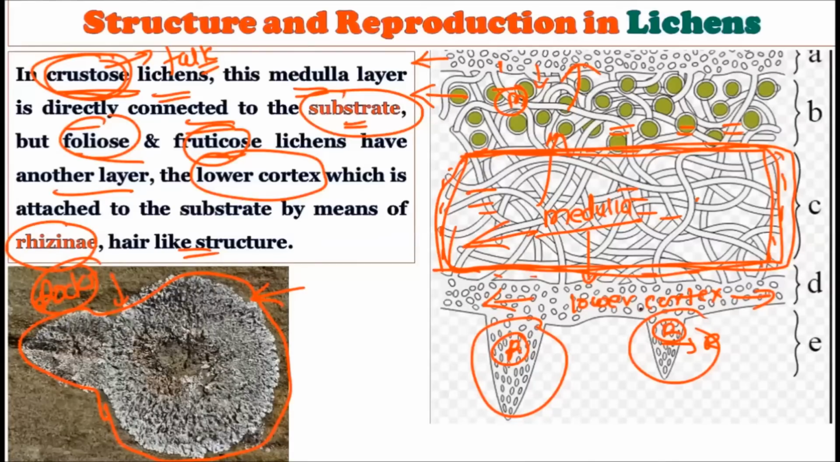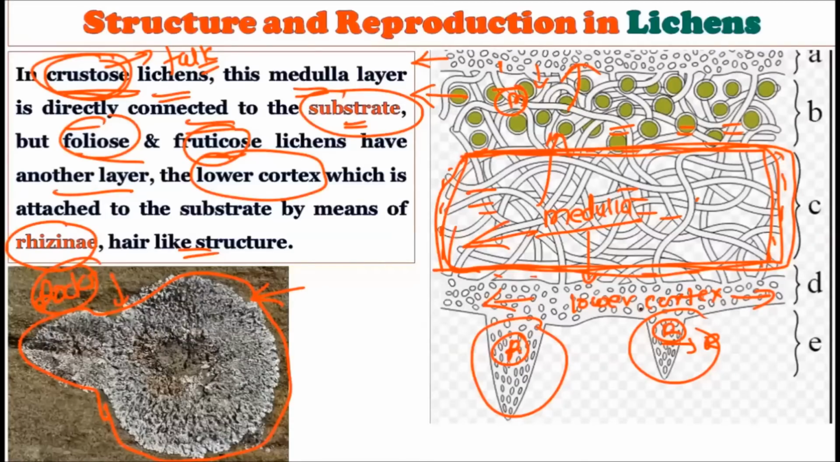In the Crustose lichen, the medulla layer is directly connected to the substratum, because the Crustose lichen shows a somewhat simpler structure and they do not possess the lower cortex or the rhizome. What they possess are the fungal cells of the medulla at the last layer, and this medulla layer is directly connected to the substratum. While in the Foliose and the Fruticose lichen, they show some differentiation, some advancement in their structure, and that is why they show the lower cortex plus the rhizome.